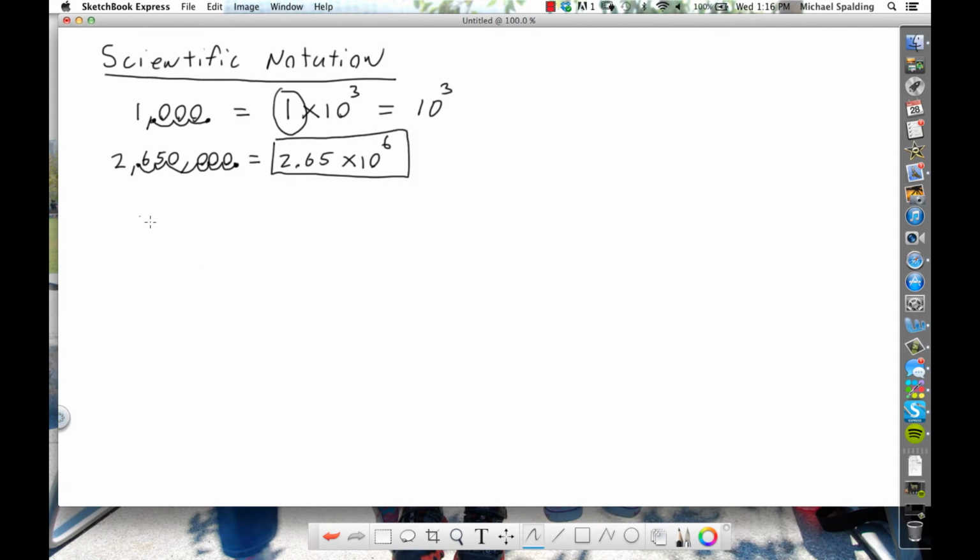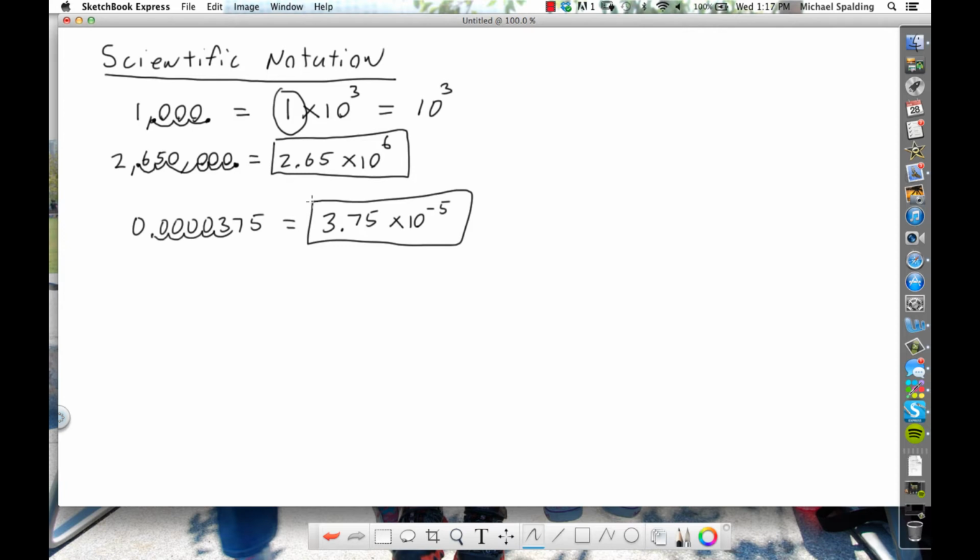Okay, how about this? 0.0000375. So we're going to go like this. We go 1, 2, 3, 4, 5. 3.75 times 10 to the negative 5. Is that pretty straightforward? Scientific notation.